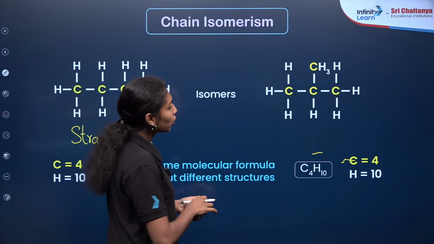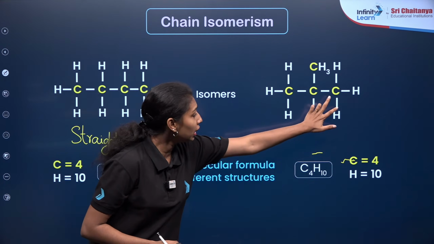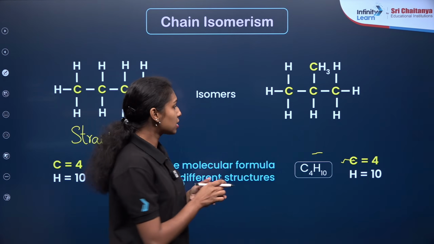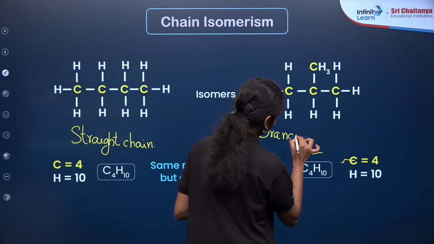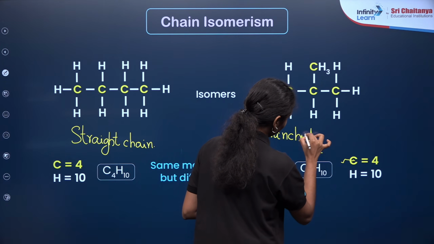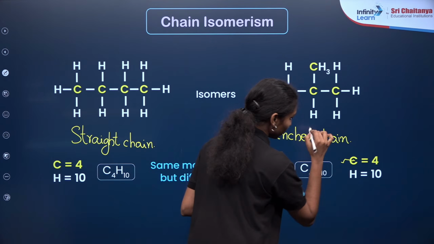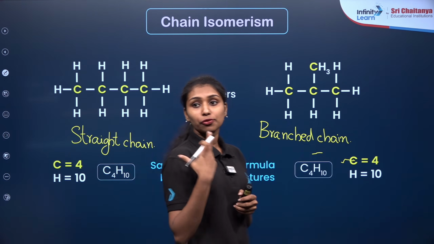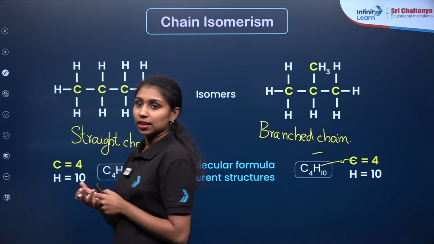But if you consider the second compound, the longest chain is a 3 carbon chain, and the next carbon is present as a branch here. So it is a branched chain. So we can define chain isomers as compounds having the same molecular formula but different chain structures, whether straight chain or branched chain. Is that clear?